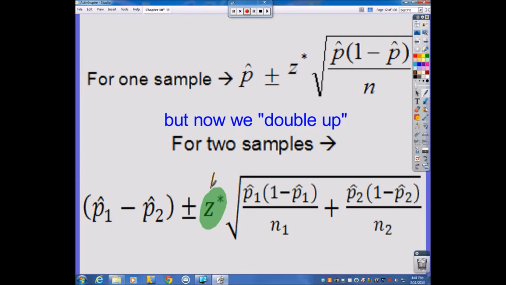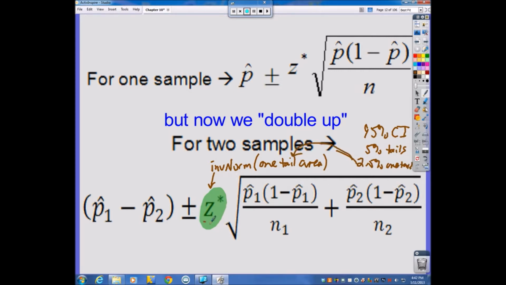And to figure out this certain z-score, we had to use inverse norm with our one-tail area. So if we wanted to find a 95% confidence interval, then that meant we had 5% in the tails, plural, which meant we had 2.5% in one tail. So we would do inverse norm 0.025, and that would give us our z-score. That would tell us how many standard deviations 95% would get us.